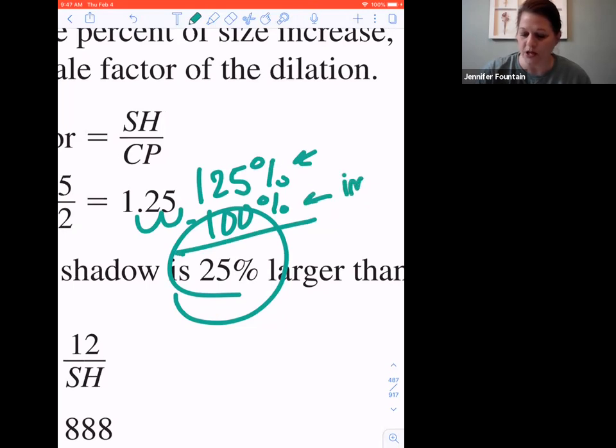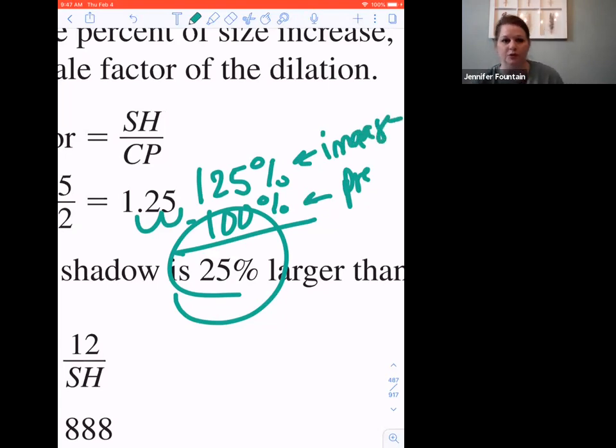So my pre-image was 100% of itself, right? Why am I writing them backwards? Slow down. My pre-image was 100% of the figure. So now my image is 125%. I have to subtract that 100%. So that means that my new figure is 25% larger.